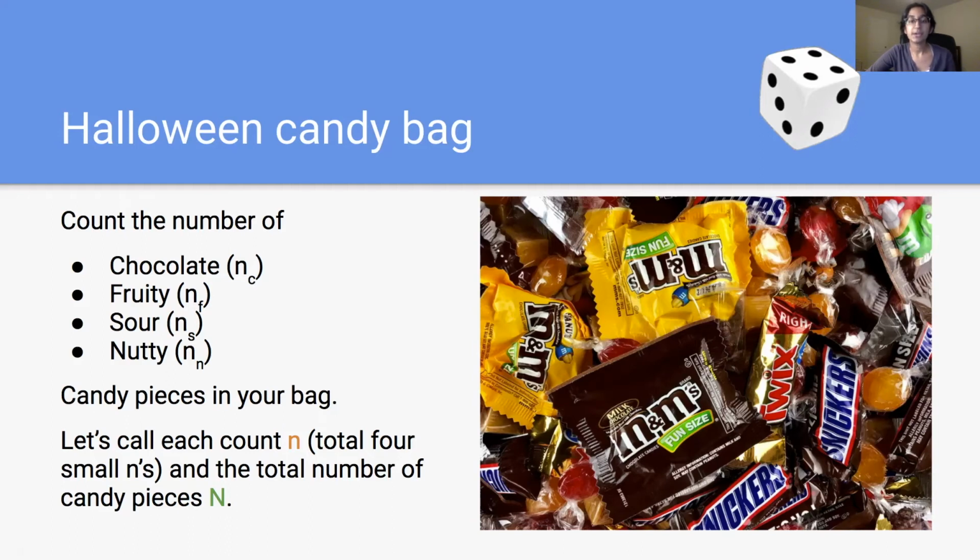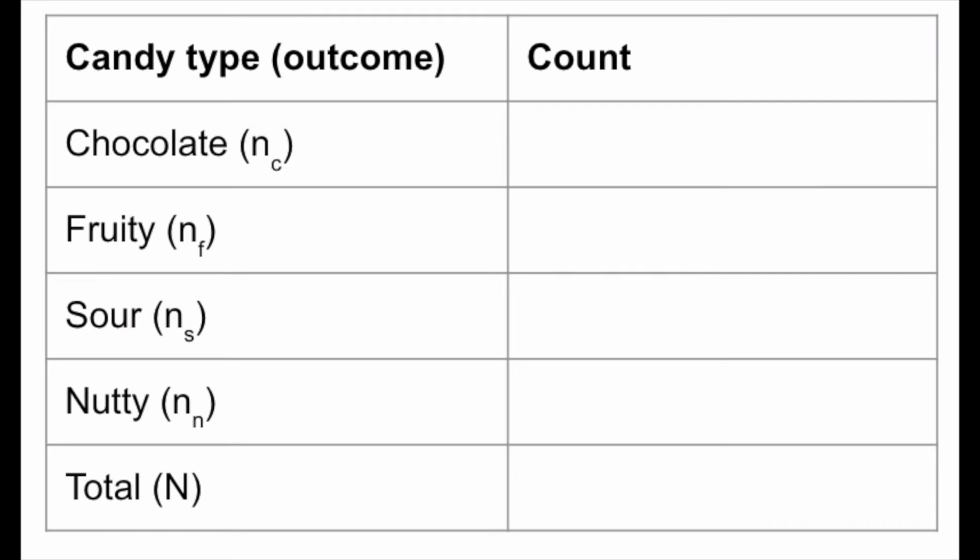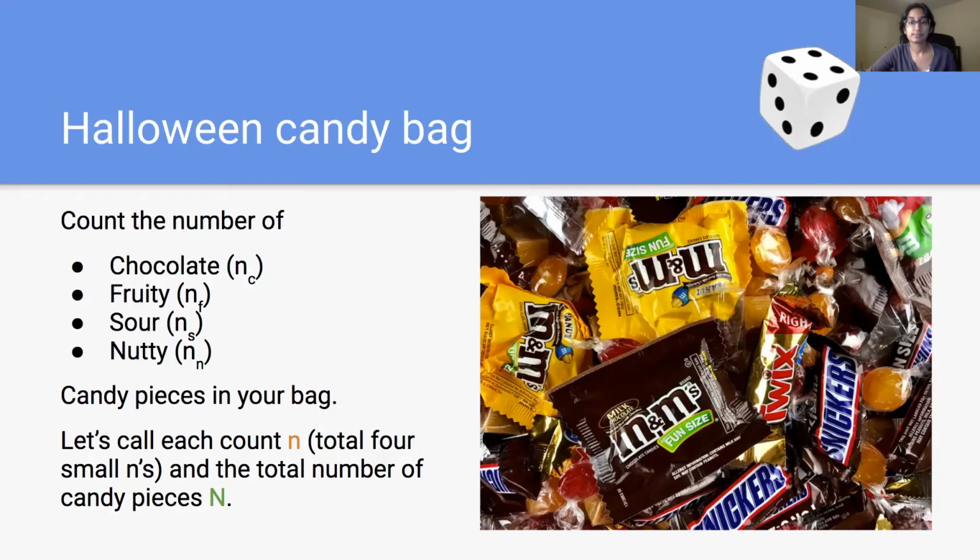Count the number of candy you have for each of the 4 categories. Let's call each of these numbers by a name. NC for chocolate, NF for fruity, NS for sour, and NN for nutty. Our total number of candy, all of these small n's added together, we can call big N. You can use a table like this one to keep track of all of the numbers in your candy bag or in the image on screen in the next slide.